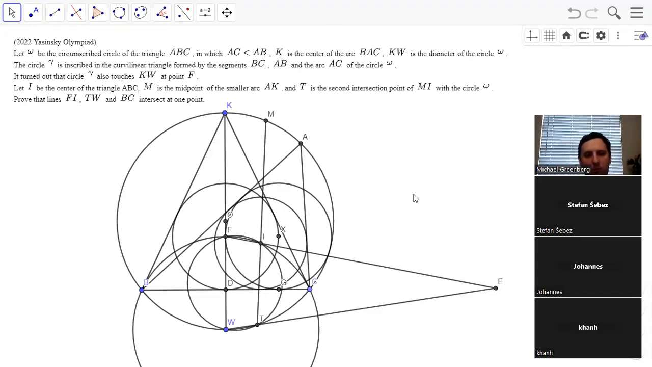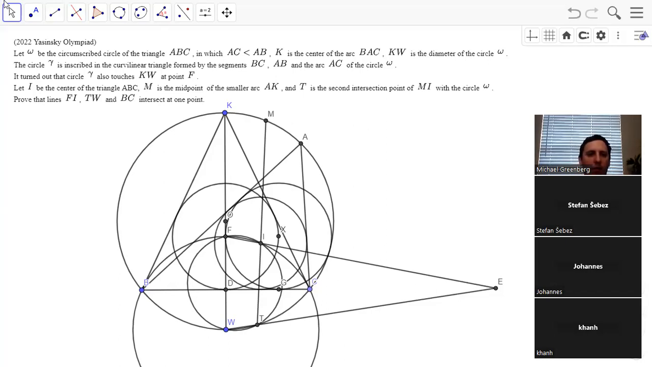Oh no, wait. Oh, I thought I was the center of the mixtilinear incircle. My bad. So BIC is 90 plus A over 2. Is that right? I'm just trying to do the math in my head. Sorry, which angle? Oh yeah, it is. Angles BIC and BFC, they're 90 plus A over 2. Yeah, that is true.